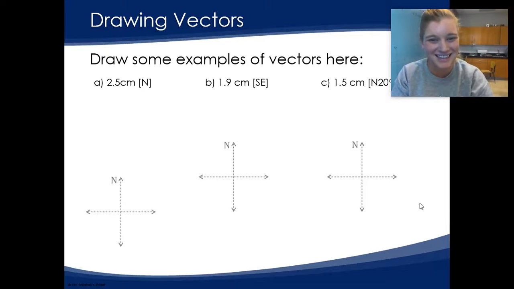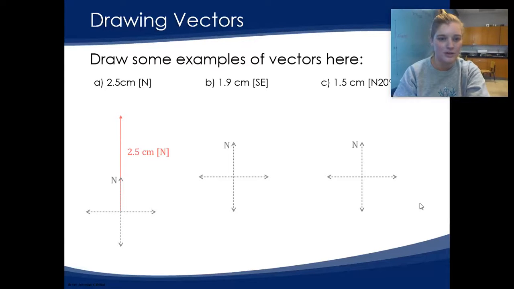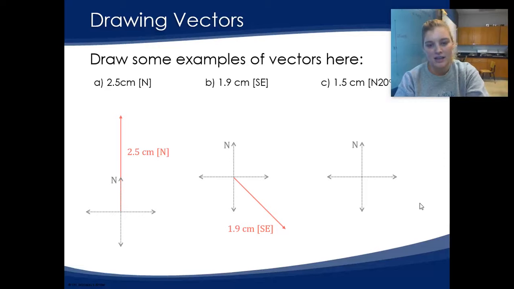Rulers. So we're going to draw these examples. 2.5 centimeters north. So I'm going to go north 2.5 centimeters. And if I go to the very tip of that arrowhead, then that is going to be exactly 2.5 centimeters from my center. 1.9 centimeters southeast. So I'm going to go to the south and then over in the east direction and hit that 45-degree angle there. And it would be 1.9 centimeters long.